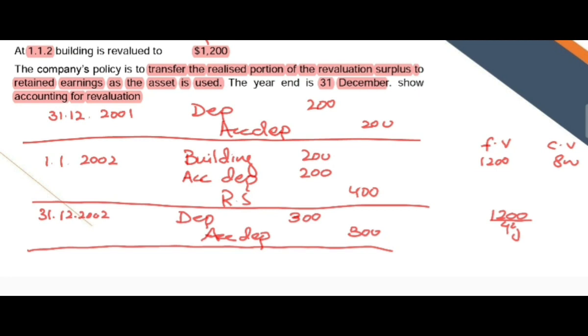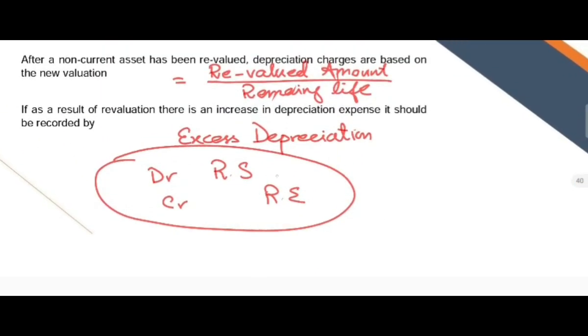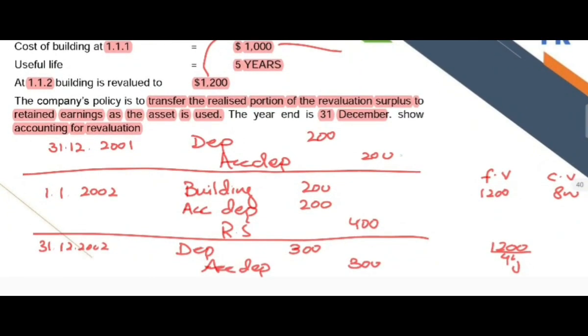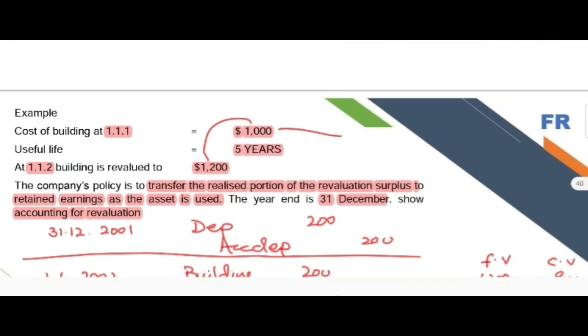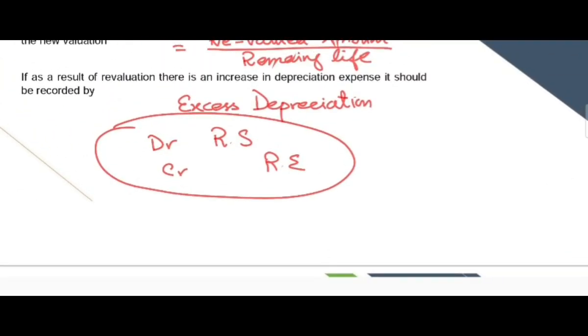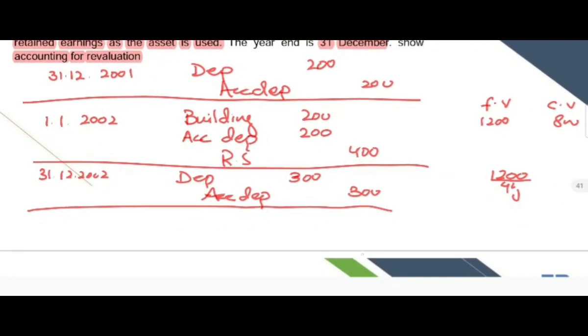Now the question is how to calculate the excess depreciation. You can simply calculate this as the difference between depreciation expense before revaluation, which is 200, and depreciation expense after revaluation as 300. But IAS has mentioned the way to calculate the excess depreciation as revaluation surplus divided by remaining life. So the revaluation surplus at that date was 400 and remaining life is also 4 years. So this would give us 100 of excess depreciation.